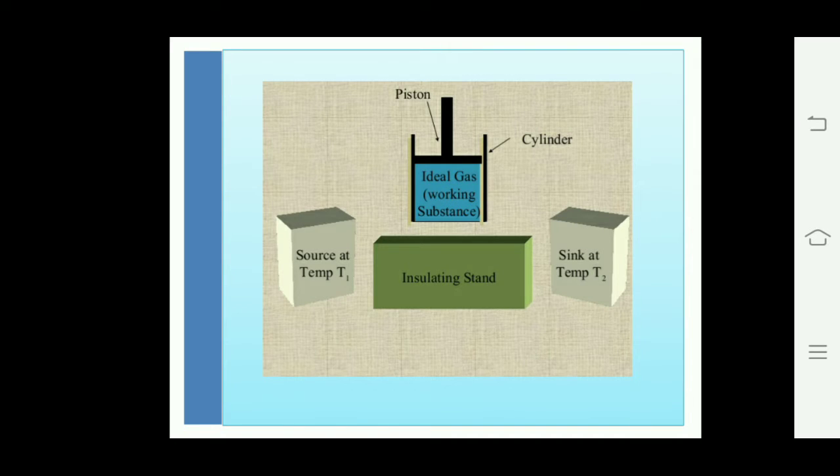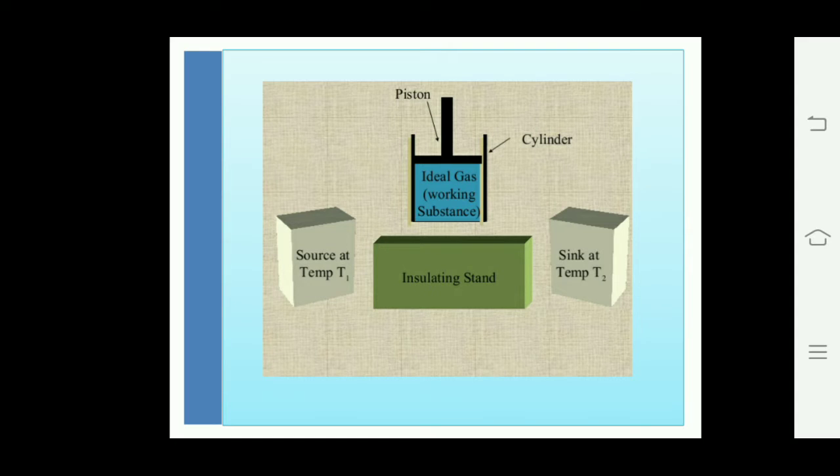So these are the four parts of a heat engine. These are the source over there, the source at temperature T1, the insulating stand with the color green, and the sink at temperature T2, or the cold reservoir. And this is the piston, the ideal gas working substance, and this is the cylinder. So that is a heat engine. This reversible heat engine by Sadi Carnot is useful for judging the performance of a real engine. Because of this, we can now judge the performance of a real engine.